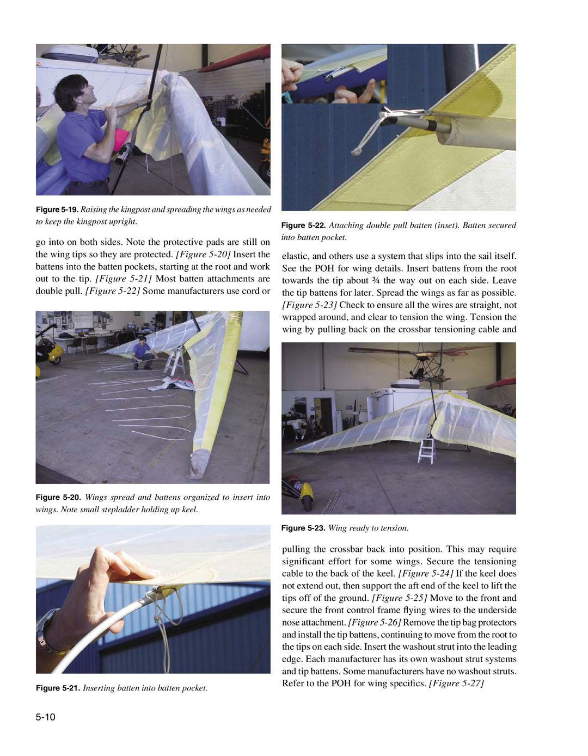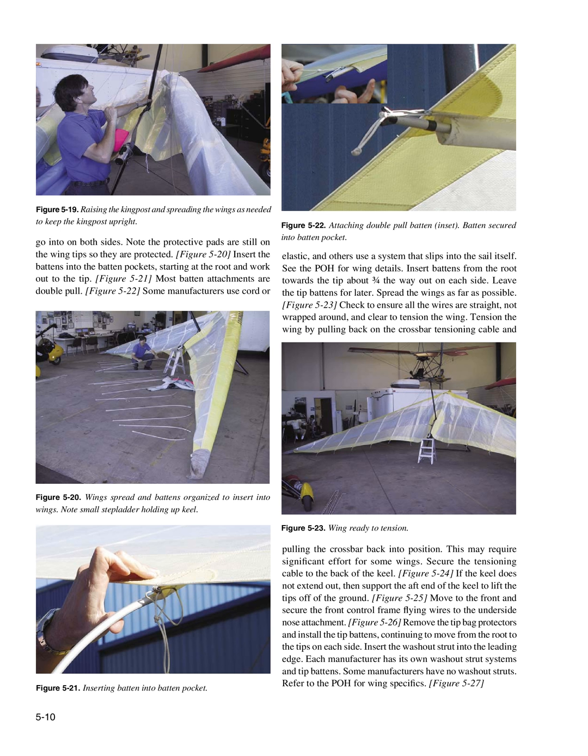Figure 5.23, check to ensure all the wires are straight, not wrapped around, and clear to tension the wing. Tension the wing by pulling back on the crossbar tensioning cable and pulling the crossbar back into position. This may require significant effort for some wings. Secure the tensioning cable to the back of the keel.